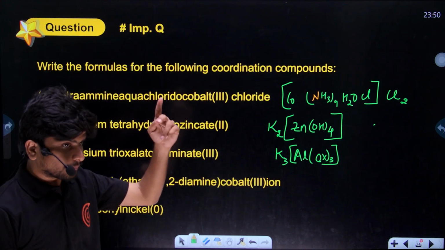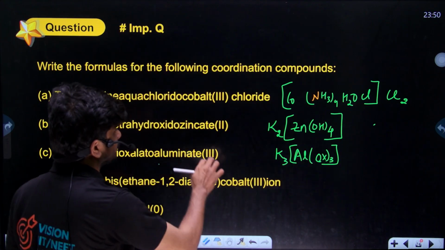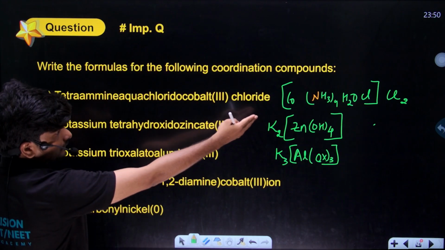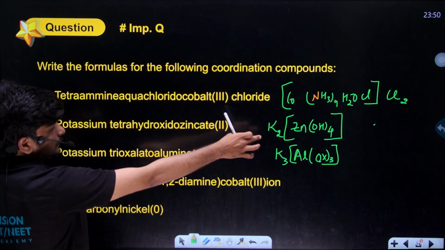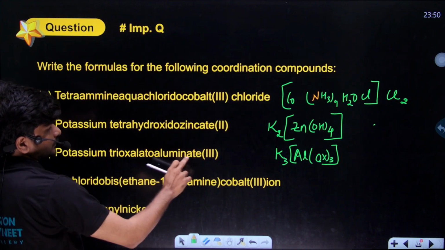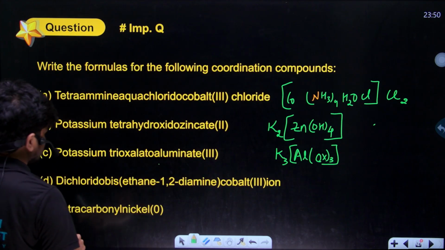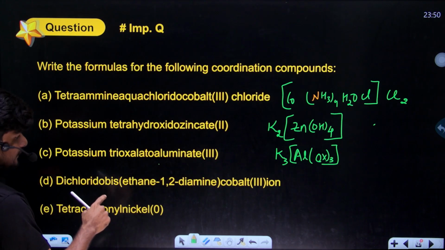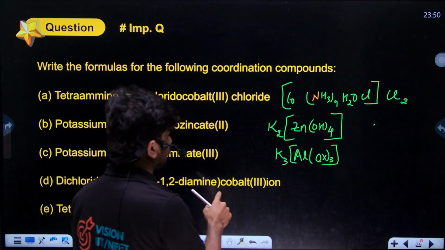Right? In the anionic part, you will be adding -ate to it. So here, zincate. Cobalt is in the cationic part, zincate is in the anionic part, and this is aluminate. Next, dichlorido bis(ethane-1,2-diamine) cobalt ion.